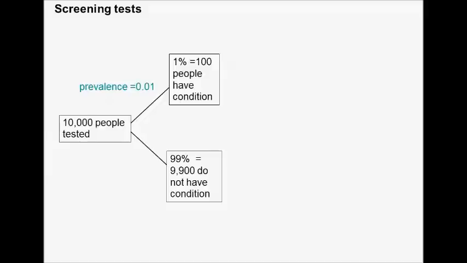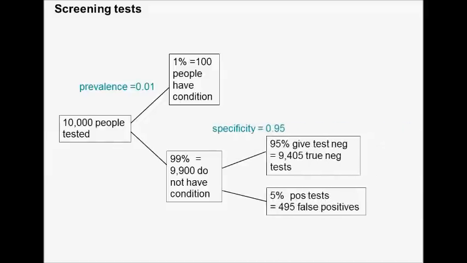So 100 people have mild cognitive impairment, 9,900 don't. We want to apply a test in order to detect which people have it. Now suppose the specificity of our test is 95%. What specificity means is that if people don't have the condition, then 95% of the people will show up correctly negative, but 5% will show up positive, so we have 5% of false positive tests in these people who do not have the condition.